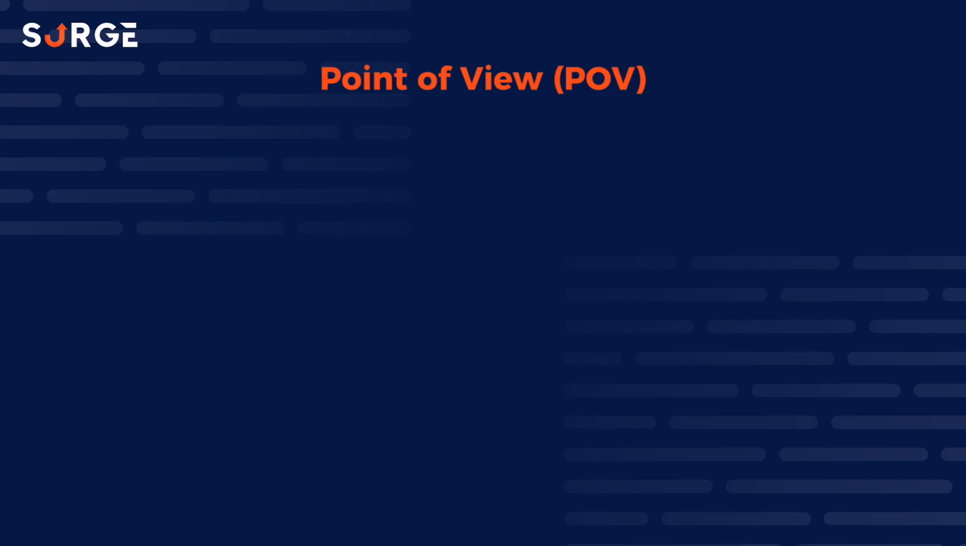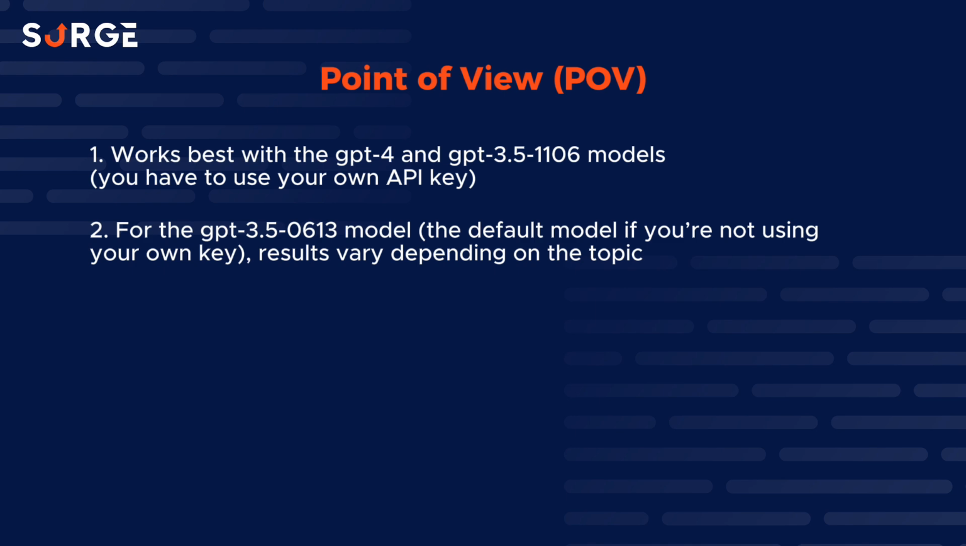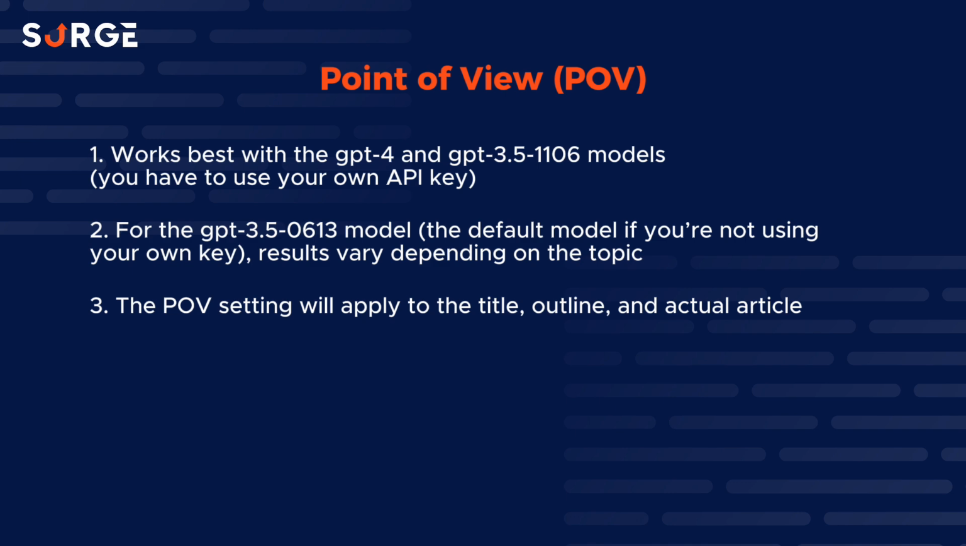Also, there are 3 things you should know about POV. First, it works best with the GPT-4 and GPT-3.5 1106 models. You'd have to use your own API key for this. Second, for the GPT-3.5-06-13 model, which is the default model if you're not using your own key, results will vary depending on the topic. And third, the POV setting will apply to the title, outline, and actual article.